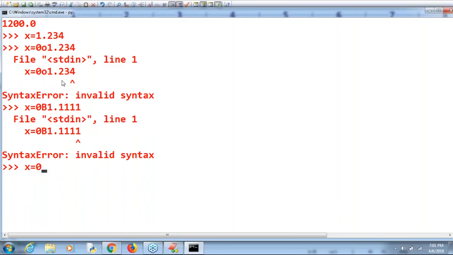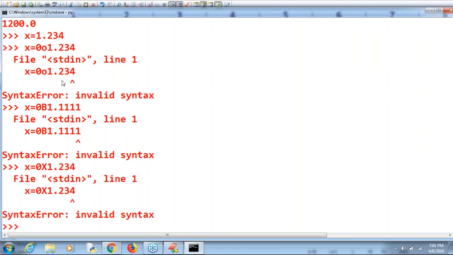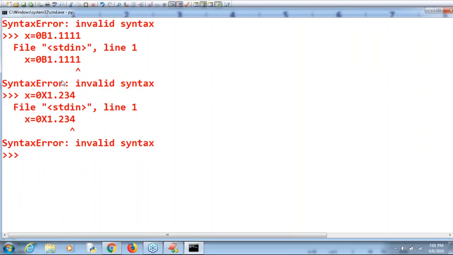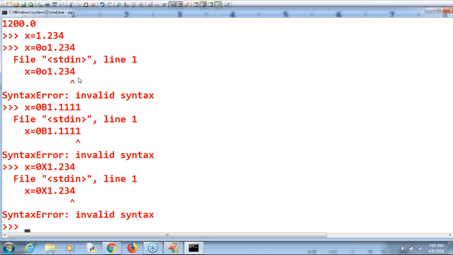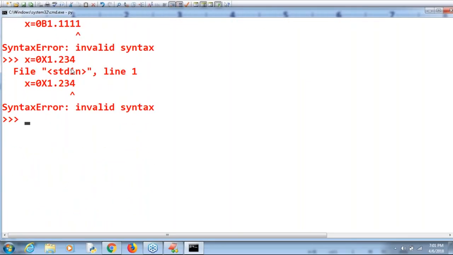X is equal to 0x1.234, invalid syntax. So the only possible option to specify a value for the float data type is, can anyone please tell, sir? Decimal base 10. By mistake, if you are using any other, immediately you are going to get an error, sir. That's all. So this is about float data type, right?